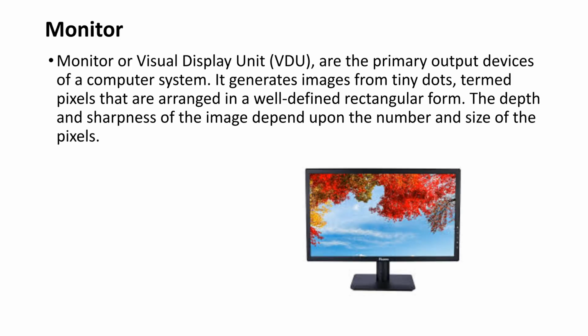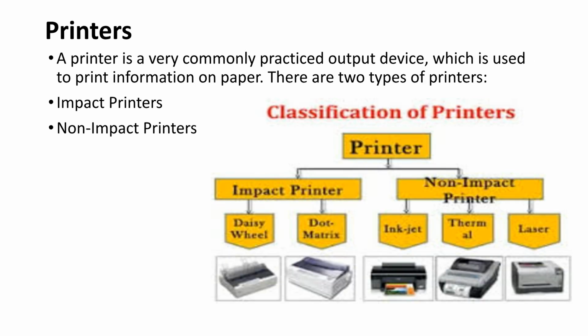It generates images from tiny dots called pixels, with image depth depending on the pixel count and size. A printer is a common output device for putting information on paper. Printers are categorized into two types: impact printers and non-impact printers. A projector is an optical output device that displays images from a computer onto a screen or surface. Modern projectors use laser technology and are commonly used in offices, classrooms, and theaters.